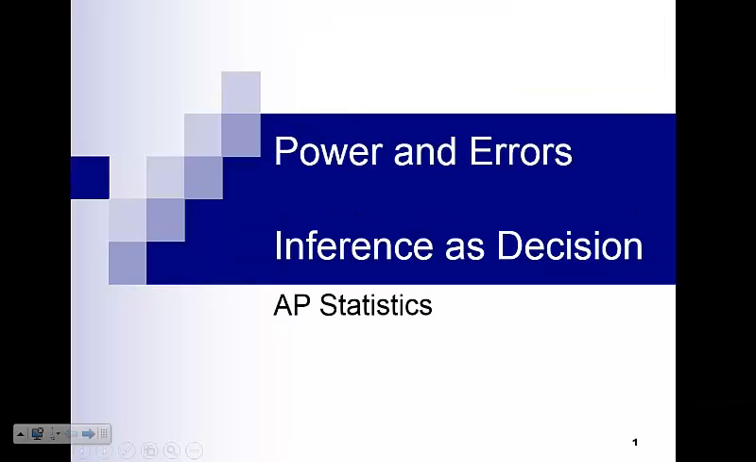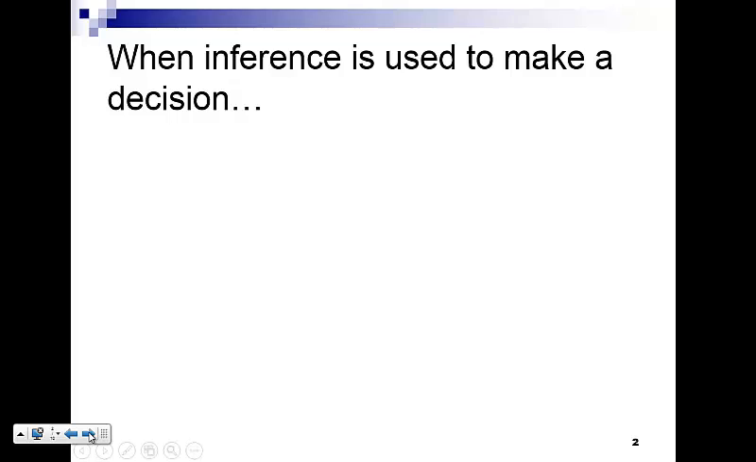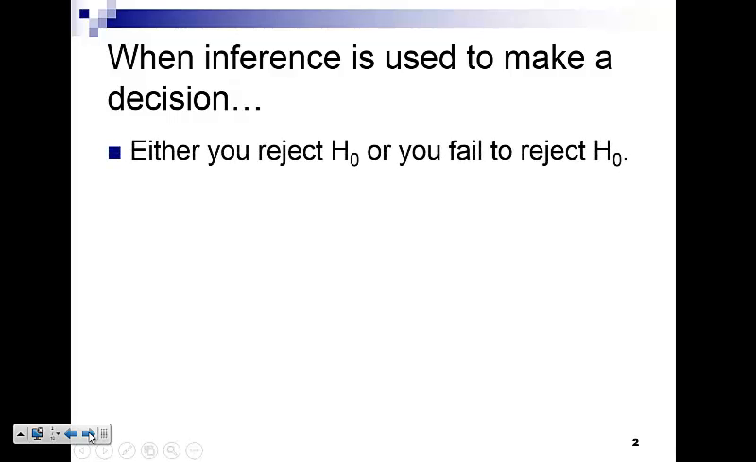Hello, AP Stats. Okay, I want to go over one of the more difficult parts of inference, which is understanding power and errors and how they are related when it comes to inference. When inference is used to make a decision, you either reject the null or you fail to reject the null. Those are your two choices.